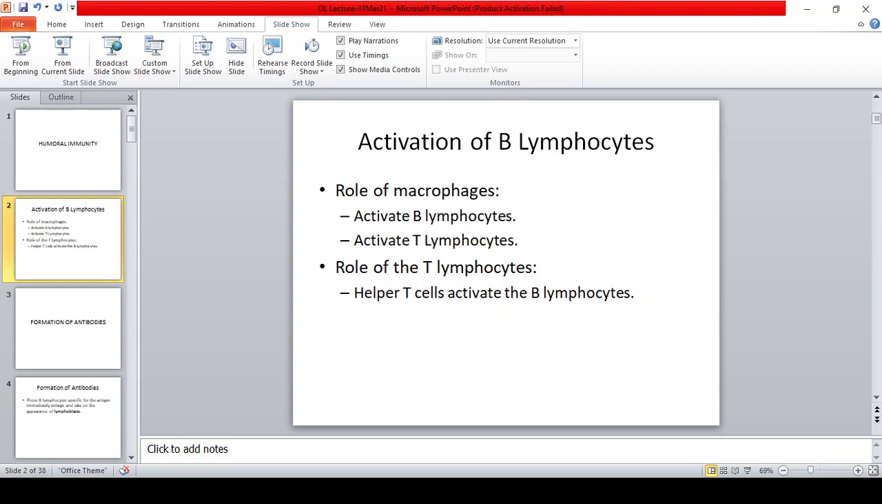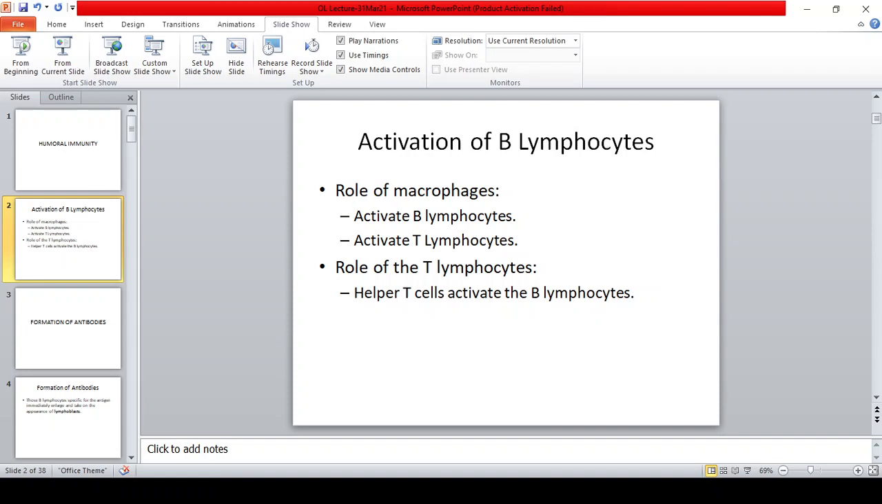The macrophages have a very important role in the activation of the B lymphocytes. They directly activate the B lymphocytes, and they can also activate the T lymphocytes, and out of the T lymphocytes, it is the helper T cells which can activate the B lymphocytes. So the B lymphocytes can be activated directly by the macrophages or by the T helper cells.